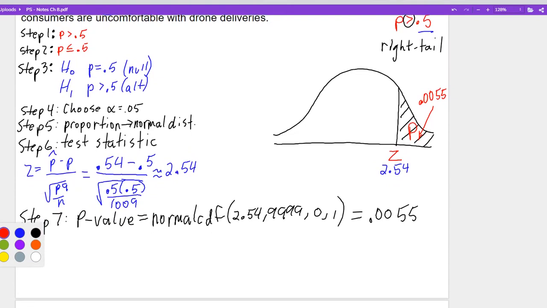And what we're supposed to notice out of that, there's this saying, if the p is low, the null must go. So you might want to remember that. If p is low, the null must go.